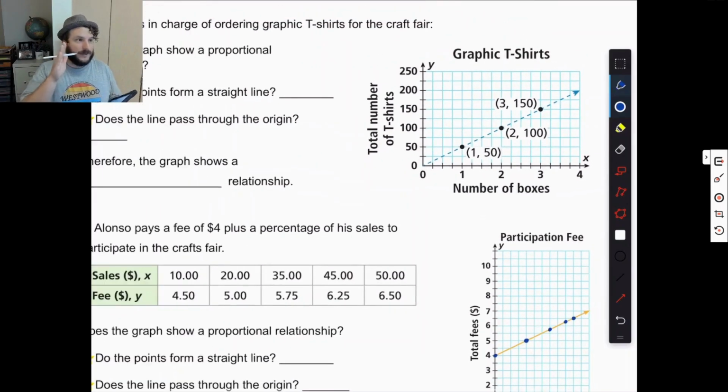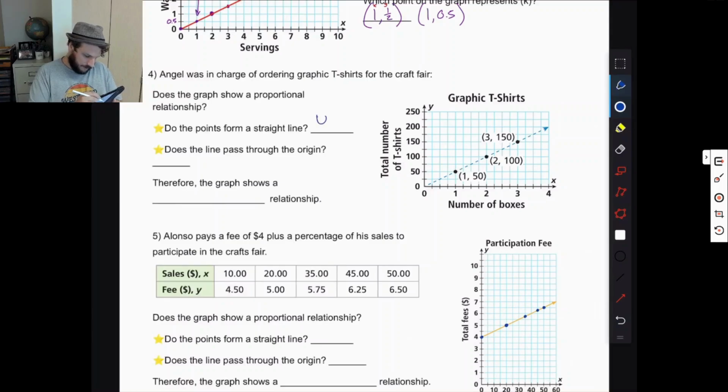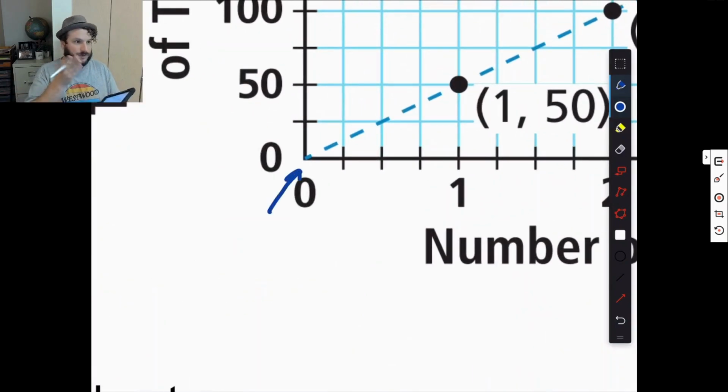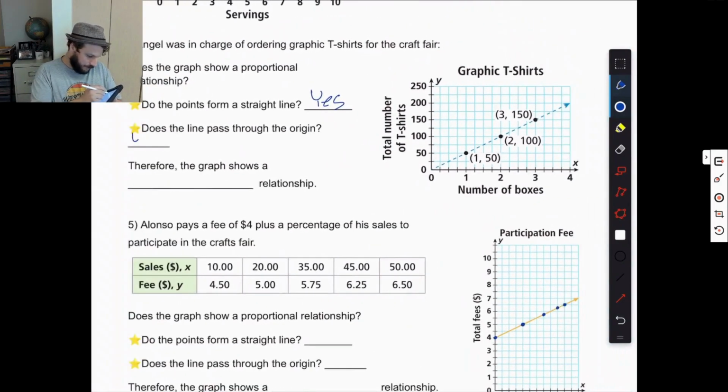And there's no table, but visually looking at this, we can figure out if it's proportional just because it needs two things. First, is the line straight? So you can see here, the line is indeed straight. It's a straight line. So yes, it is. And does it pass through the origin? And if you look down here, see how it passes through the origin right there? That means that this is proportional. Yes. So therefore, this graph shows A.